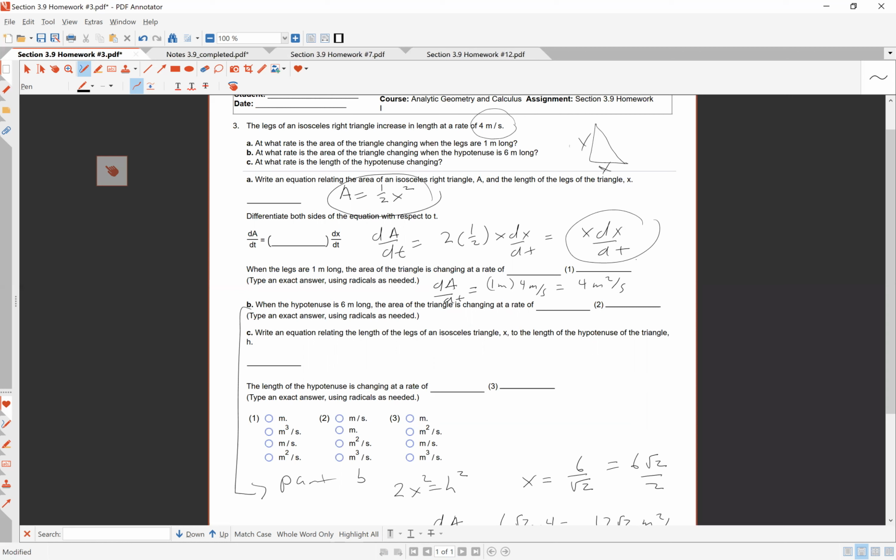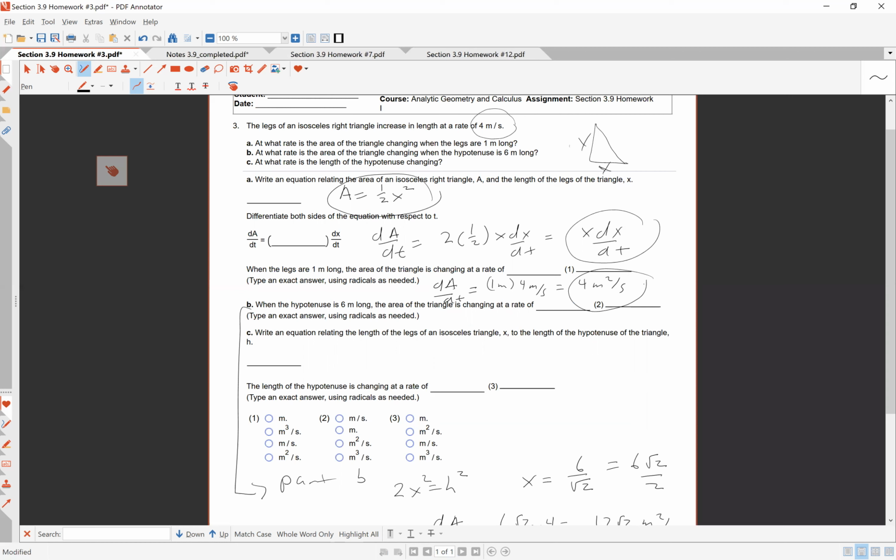Now, when the leg is 1 meter long and dx/dt is 4 meters per second, what is dA/dt, the rate of change in the area? This one's pretty straightforward. You can just plug it in. Substitute 1 for x, and for dx/dt, substitute 4 meters per second. So dA/dt is 4 meters squared per second.